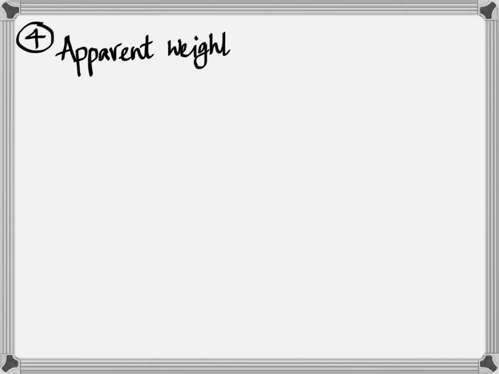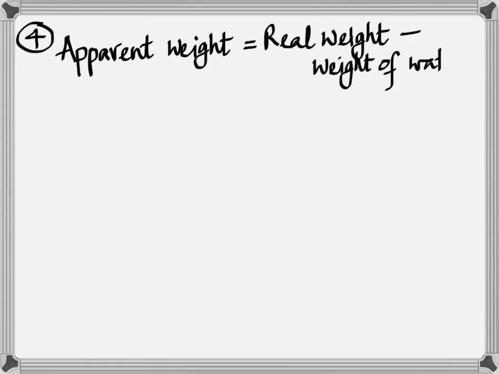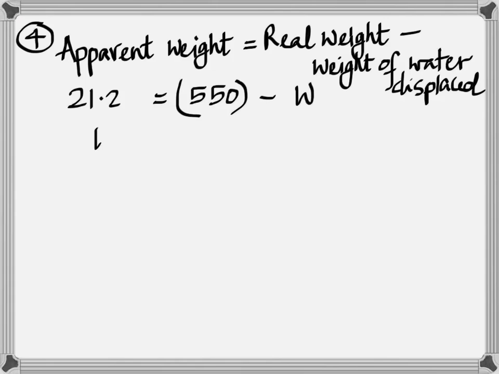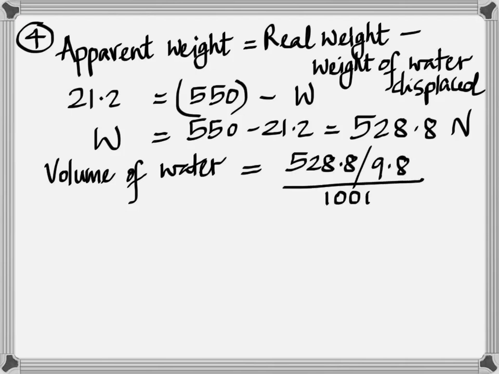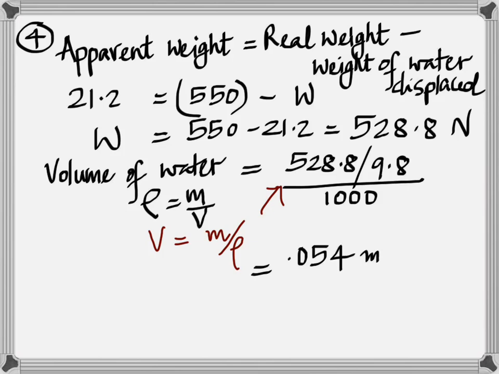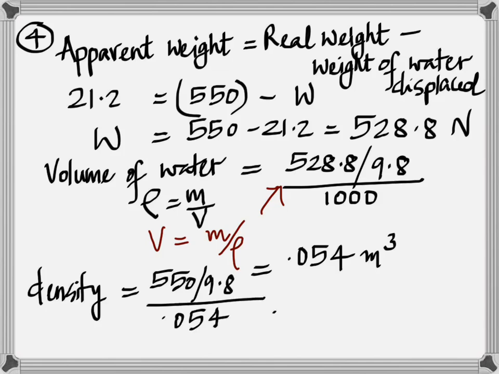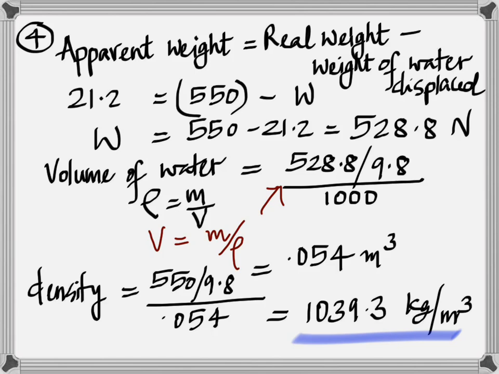And in 4, the apparent weight is equal to the actual weight take away the buoyant force, and the buoyant force is the weight of water displaced. Now, so you can find the weight of water displaced. And since we know that the weight of water displaced is volume of water times density times acceleration due to gravity, you first find the volume of water using mass divided by density. And so the density should be the mass divided by that volume. 1039.3 kilogram per meter cube.